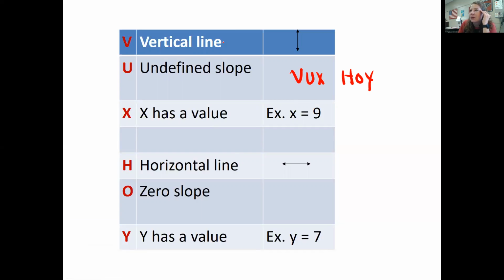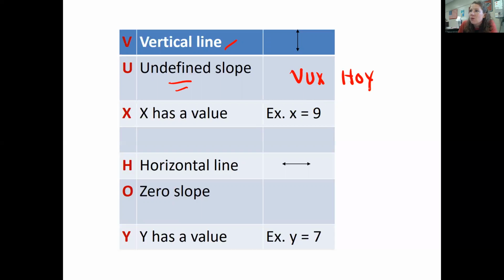So what does the V mean? The V means vertical. A vertical line. What does the U mean? The U means it has an undefined slope. What does the X mean? The X means there's only an X in the equation. No Y can be found in a vertical equation. So that's VUX: vertical, undefined, X in the equation.